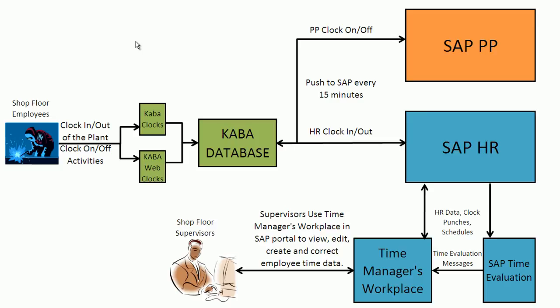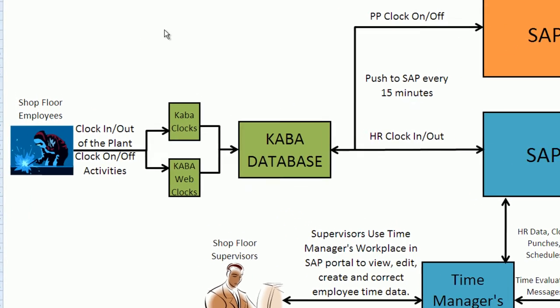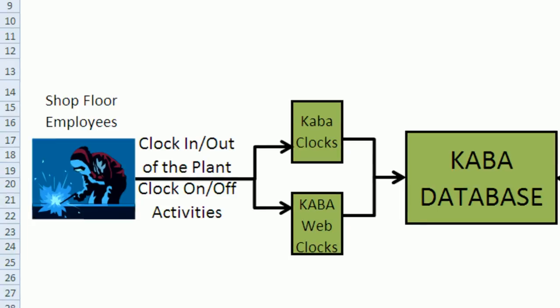Okay, so now that we understand how the clocks look, let's go over an overall process flow for how the clock data is processed within SAP and Kaba. Okay, so this diagram shows here you have your shop floor employees who will be clocking in and out of the plant every day, and they'll be clocking on and off of activities throughout the day as they're moving from one thing to the next. They're going to record those clock punches at the Kaba clock if they have a physical clock, or on the Kaba web clocks. Probably most people will be using the Kaba web clocks throughout the day.